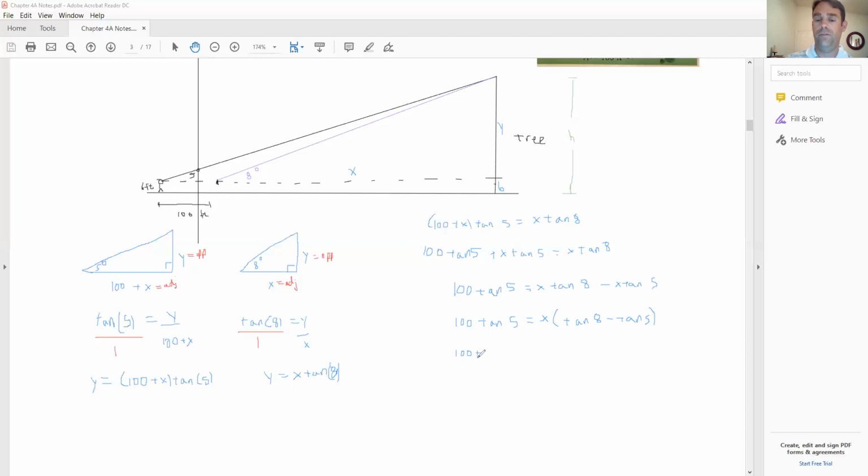So 100 tangent of 5 all over tangent of 8 minus tangent of 5. And friends, that would be equal to x. So now go ahead and use your calculator and see if you can figure out what that value is for x. Remember, this is just an approximate value.